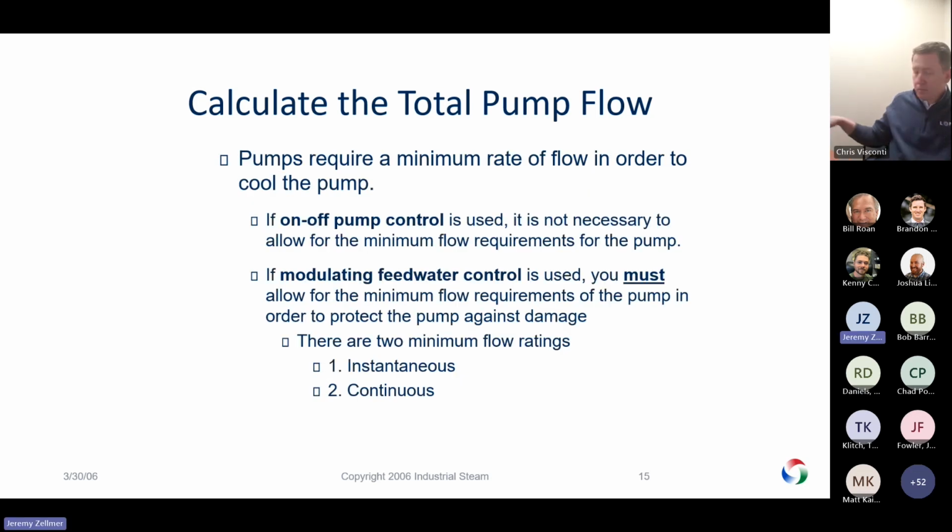A pump requires a minimum flow in order to cool the pump. If on-off pump control is used, it's necessary to allow for the minimum flow requirements for the pump. If modulating feed water is used, you must allow for the minimum flow requirement of the pump in order to protect against damage. So basically what we're saying between the two is that with on-off, I know I need water, and it's just going to run the pump when it needs it. When we've got modulating control, we have to put the minimum flow in there, because there is the possibility that the modulating valve could shut down to either nothing or a low enough flow rate that it's not enough for what the pump needs in order to keep itself cool.